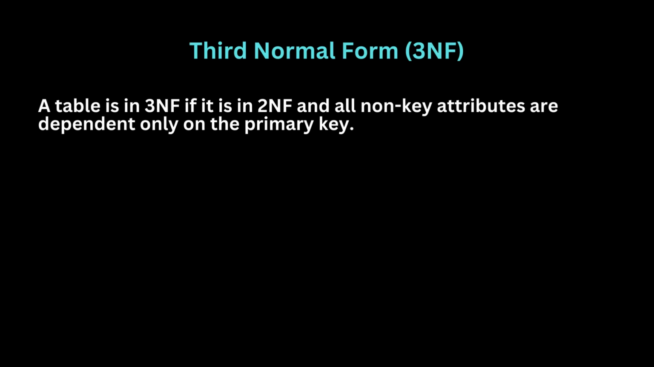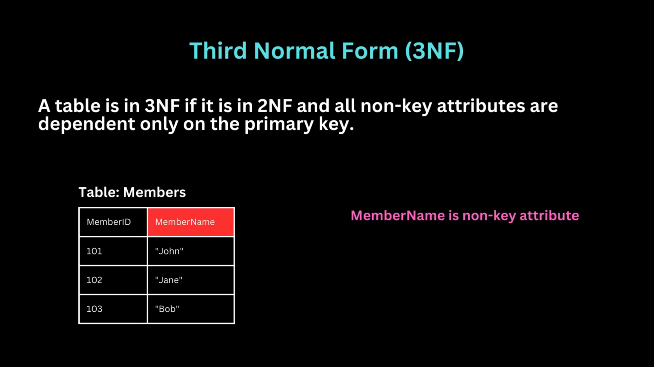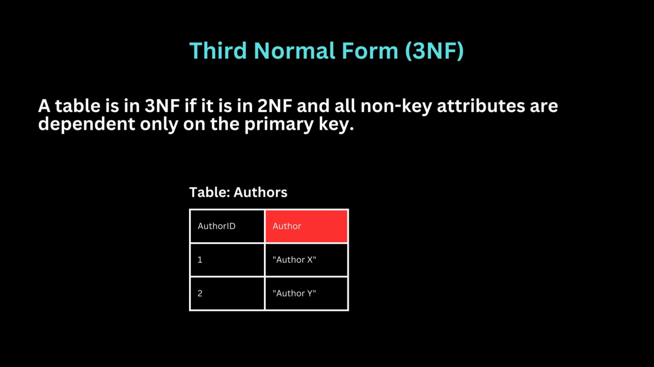Step 3. Third normal form. A table is in third normal form if it is in second normal form and all non-key attributes are dependent only on the primary key. In the members table, all attributes are dependent only on the primary key, member ID, so it's already in third normal form. The authors table is also in third normal form, since author depends solely on the primary key, author ID.